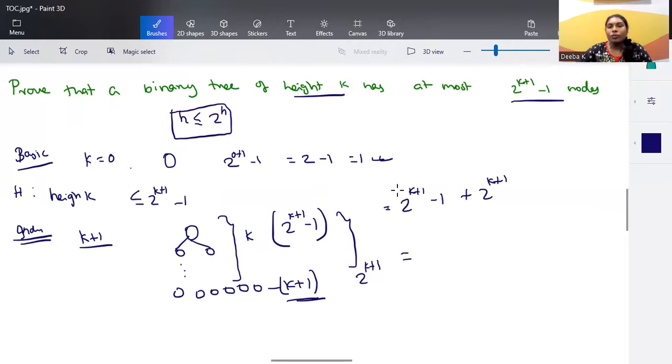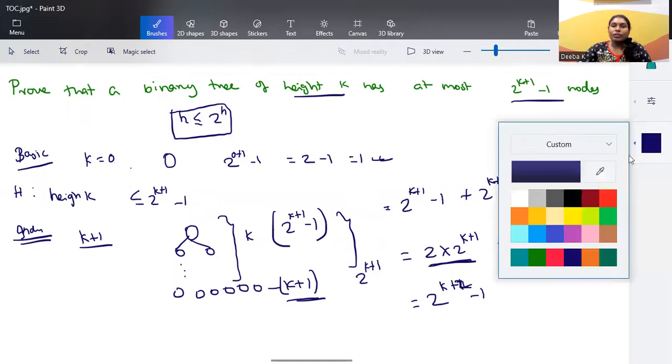Now you have 2 power k plus 1 plus 2 power k plus 1, so it is 2 into 2 power k plus 1 minus 1. What is the result of it? It is equal to 2 power k plus 2 minus 1, right? 2 into 2 to the power of something, you can add as plus 1. So it is k plus 2, and k plus 2 minus 1. This is the final formula we found.